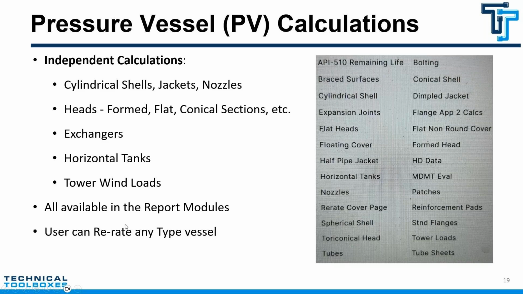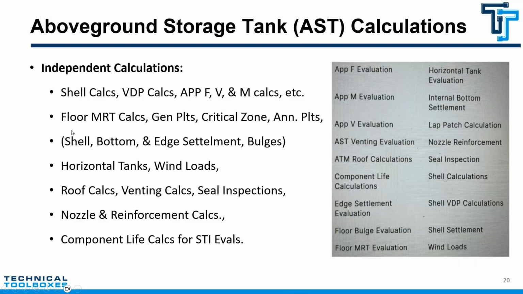User can re-rate any type of vessel. So we have almost every component here that you would need. You could actually re-rate a vessel if you need to. Above ground storage tank calcs, okay? We have the shell calcs, the variable design point calcs, the appendix F, V, M, all that at your disposal. Floor MRT calcs, okay?